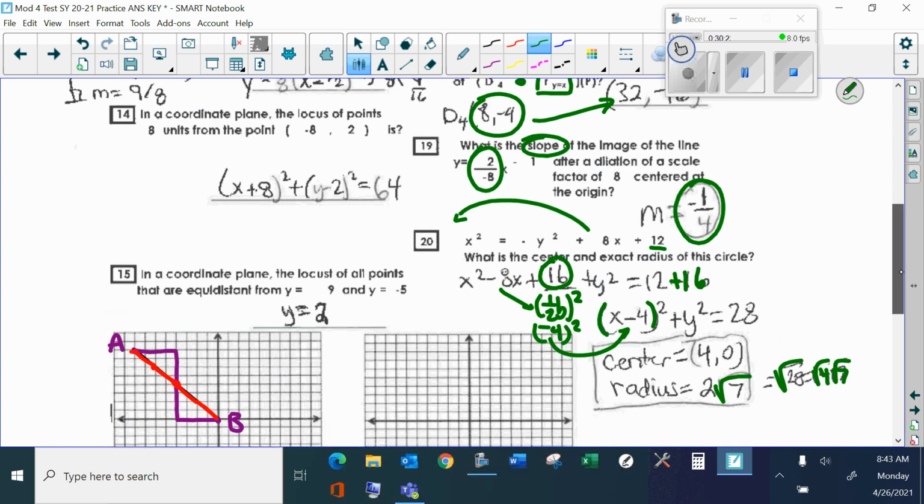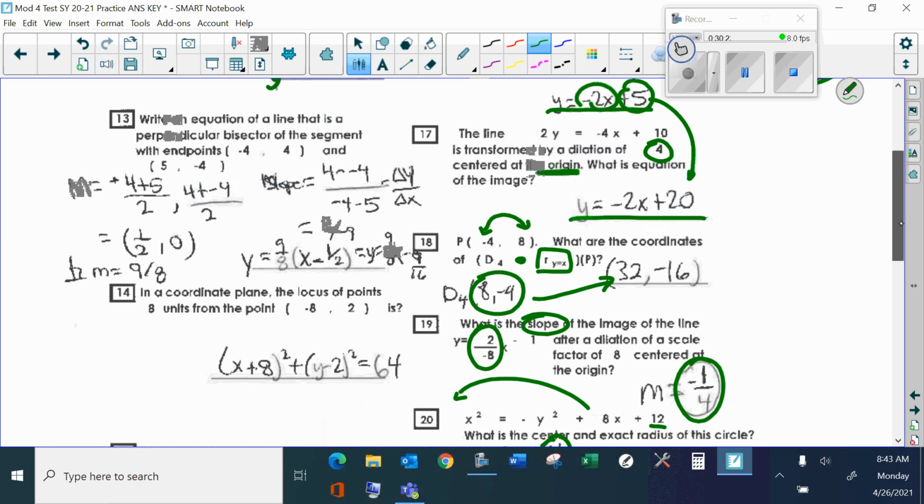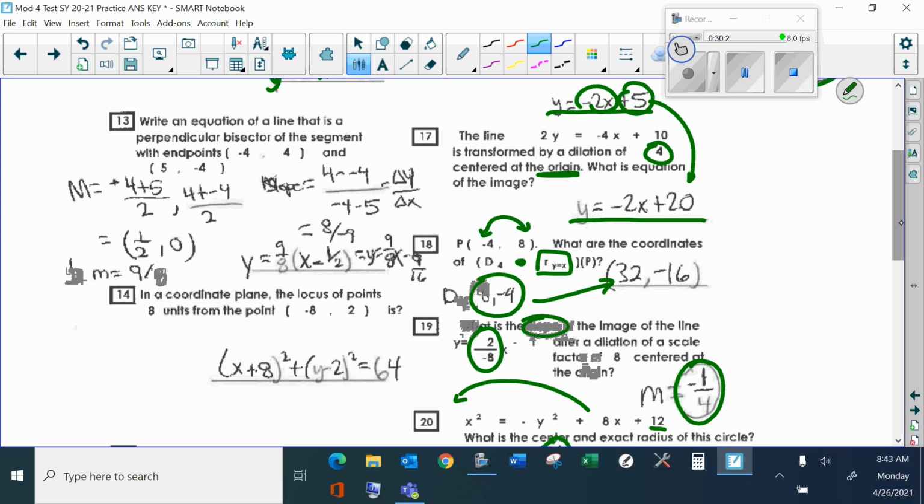Okay. Write the equation of a line that's the perpendicular bisector of a segment with endpoints negative 4, 4, and 5, negative 4. So perpendicular bisector, again, this is guaranteed to be on the DCATs. It's been every year. One of the highly missed ones. Bisector means midpoint. So I find the midpoint, and that's going to be my new point I'm going to use. So remember, midpoint, add the x's, divide by 2, add the y's, divide by 2. So that gives me 1/2, 0.